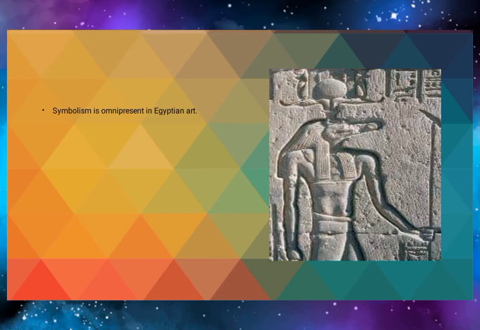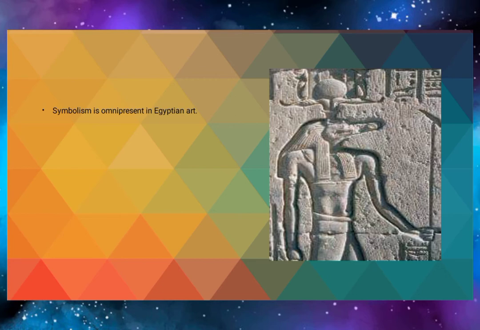Next, symbolism is omnipresent in Egyptian art. So, symbolism played an important role in establishing a sense of order. Symbols range from the pharaoh's regalia, signifying his power to maintain order, to the individual symbols of Egyptian gods and goddesses, to animals depicted as highly symbolic figures.